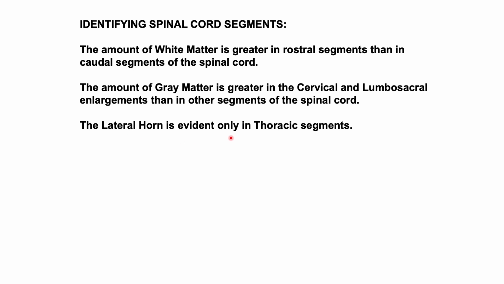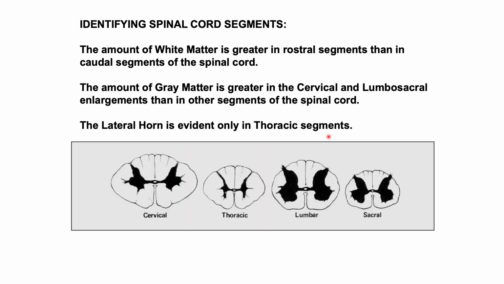The lateral horn is evident only in the thoracic segment, as we will see indicated. So that is the lateral horn, showing on the lateral sides of the gray matter. Now you can look at this from sacral to cervical, and it will be coincident with the sentence we read. The amount of white matter is greater in the rostral segment than in the caudal segment. So you can see the white matter here is relatively larger than as you move down to the sacral region.